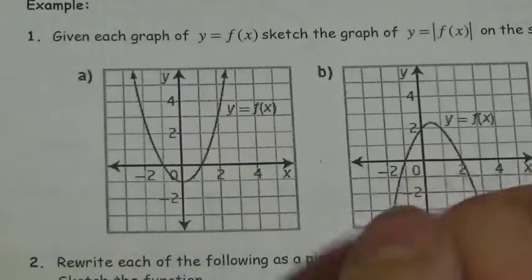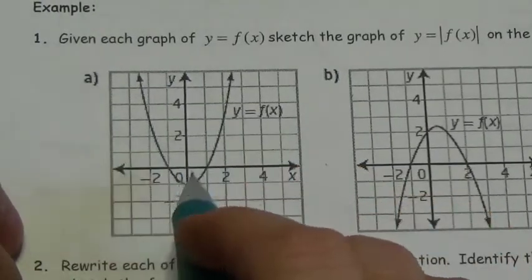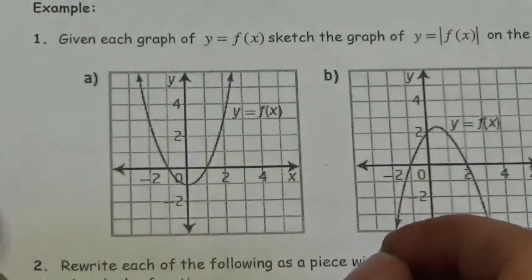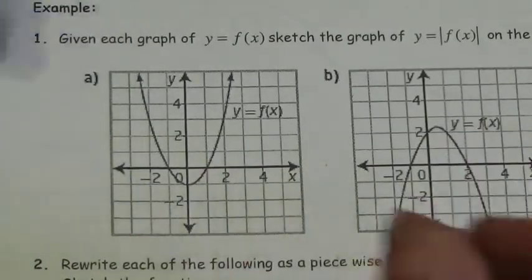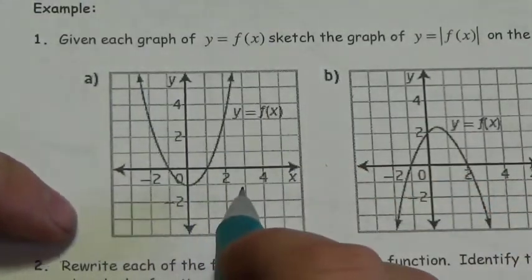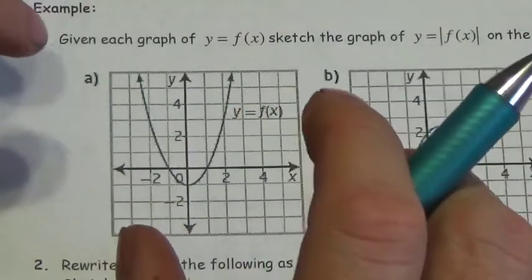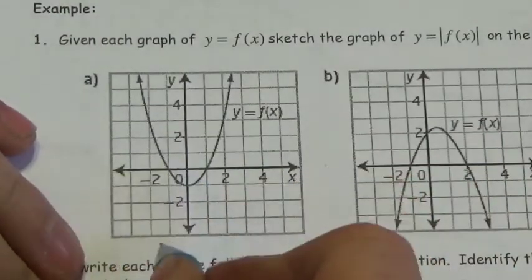All right, in this example, we're just being asked to sketch the original function and its absolute value on the same grid here. Now, I've said this repeatedly, and I hope it's starting to sink in, that what the absolute value does is it takes any part of the function that shows up in quadrants 3 and 4 and flips it into quadrants 1 and 2. So here are our x-intercepts.